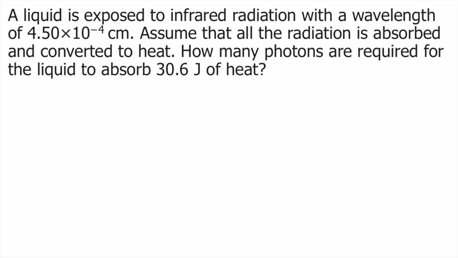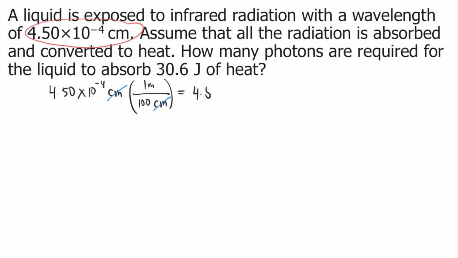So the first thing you need to do to solve this problem is to convert the wavelength from centimeters to meters. So we are given 4.50 times 10 to the negative 4 centimeters. We know that 1 meter is equivalent to 100 centimeters. So the centimeters would cancel out, and this is equal to 4.50 times 10 to the negative 6 meters.